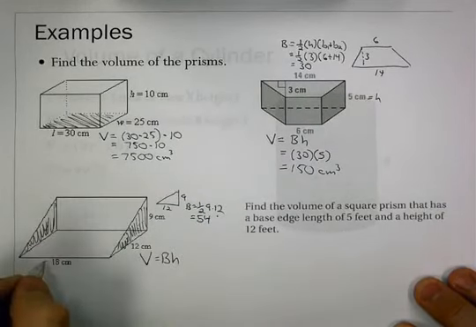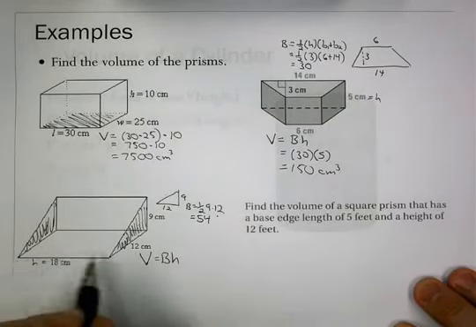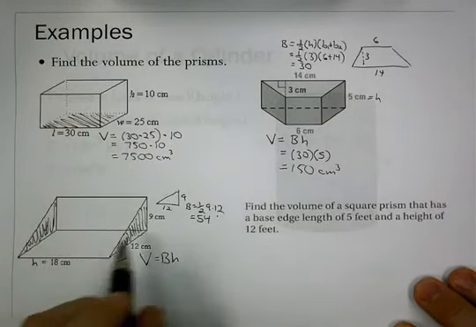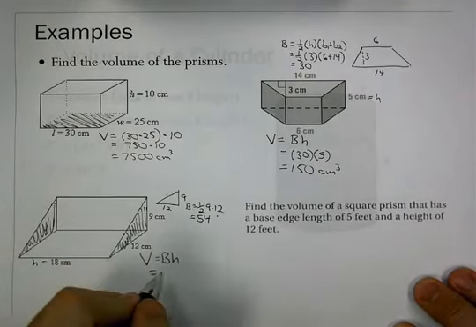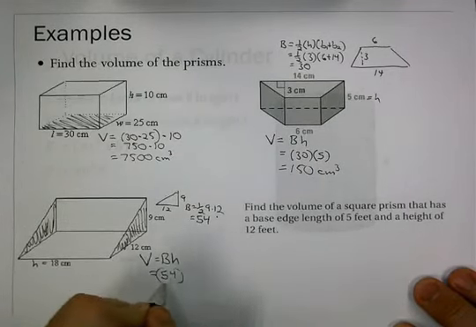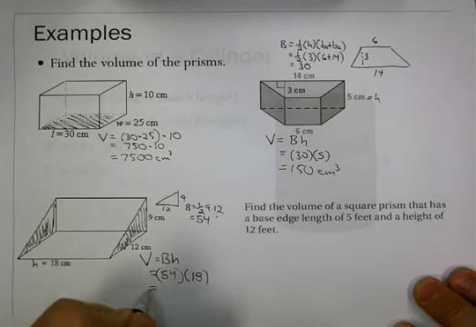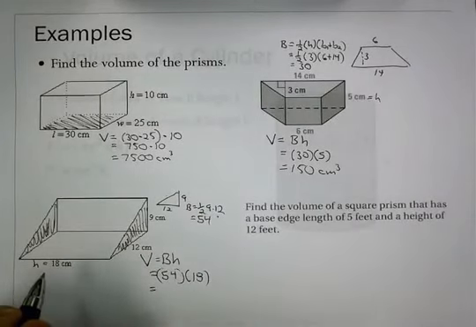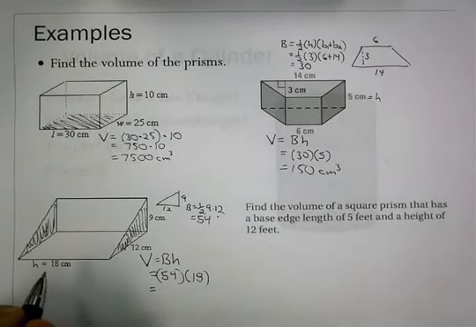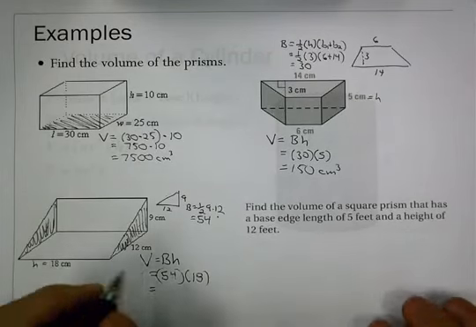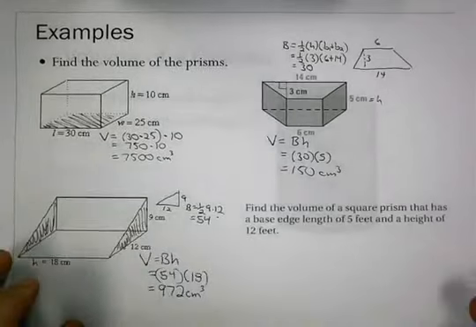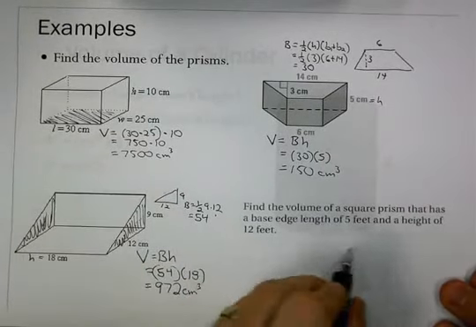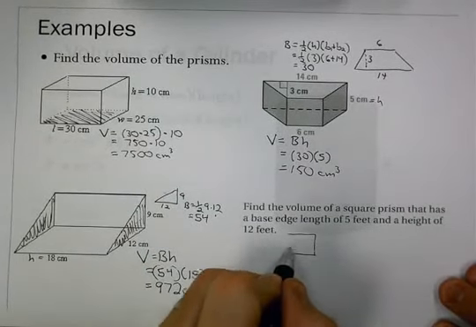Our height is the distance between the bases, even though that's not a height the way we look at it. It's not 9. It is 18 because that's how far apart the bases are. So 54 times 18, multiply those together, and we get that the volume is 972 centimeters cubed.